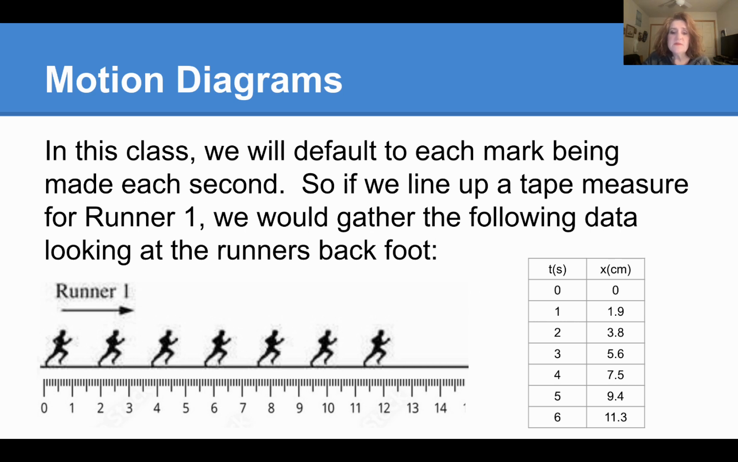Notice that we are measuring in metric and we are using centimeters. So if we focus on the runner's back foot, we would gather the data that at 0 time, he's at 0 seconds, 0 meters, 0 centimeters. At 1 second, he's at 1.9 centimeters. At 2 seconds, he's at 3.8 centimeters, and so on, gathering this data.